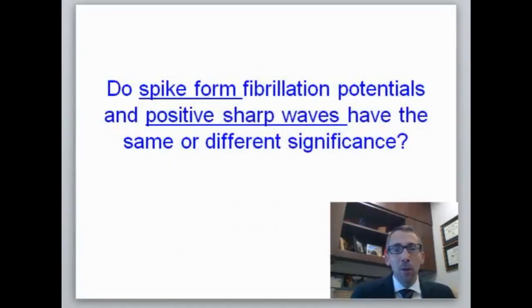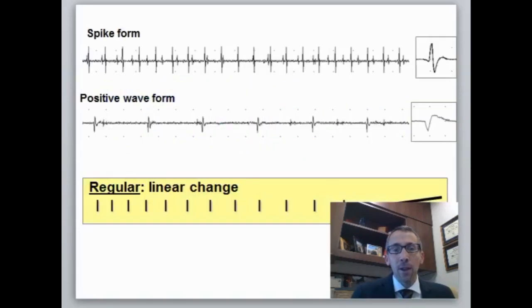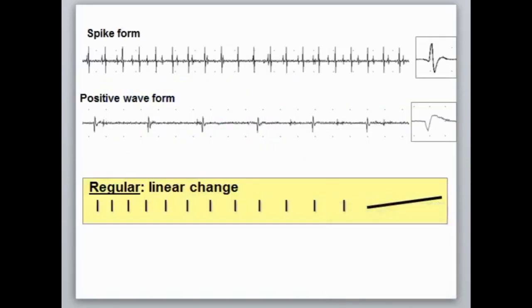This teachable moment will address the question of whether spike-form fibrillation potentials and positive sharp wave fibrillation potentials have the same or different significance. There are multiple morphologies of fibrillation potentials. The two classic morphologies are spike form and positive sharp wave form, sometimes referred to as positive sharp waves in the literature. You can see in the slide the visual image of the spike and positive waveform.